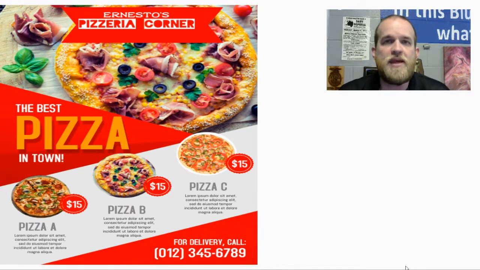The first one that I'm going to make you make for sure is a flyer. I want you to make a flyer for your project. What does a flyer have? Well, typically a flyer has a lot of pictures, right? It's going to be something that gets our interest. So, you look at this and it makes you want pizza.